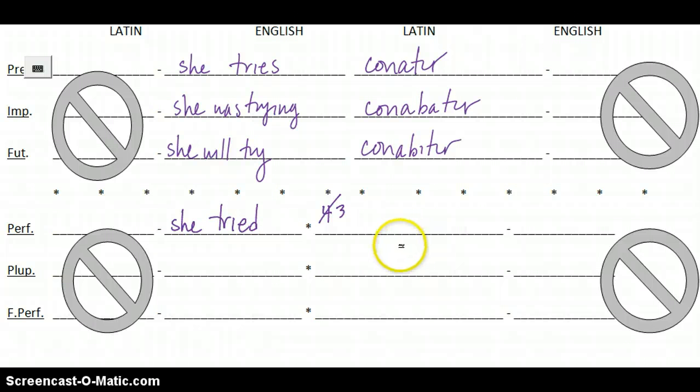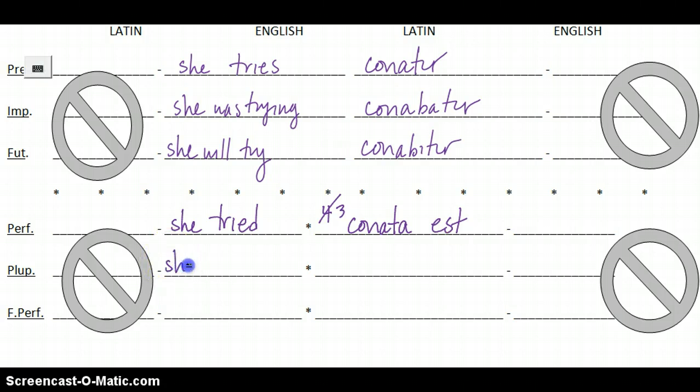And that would be a two-part verb form, which would be conat. I'm going to add an A because I'm doing feminine. Instead of conatus, I'm using conata, and then est. So that combination together means she tried.